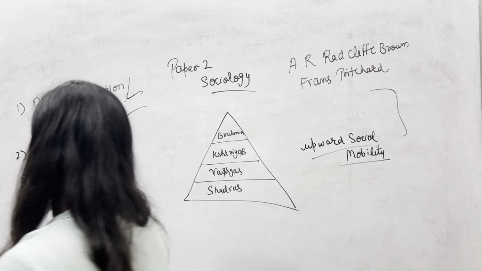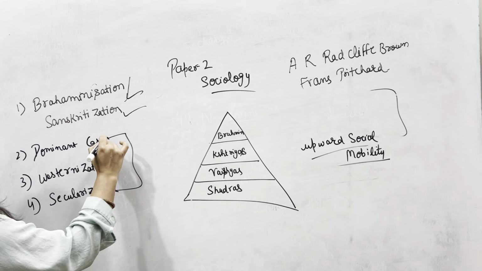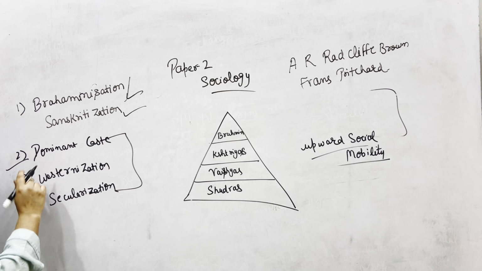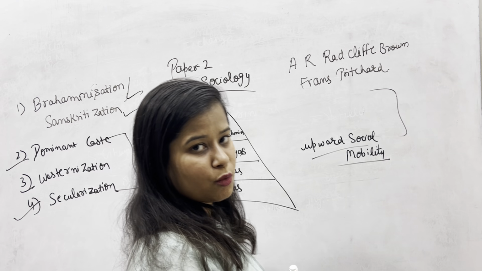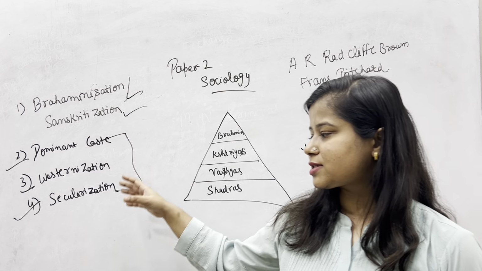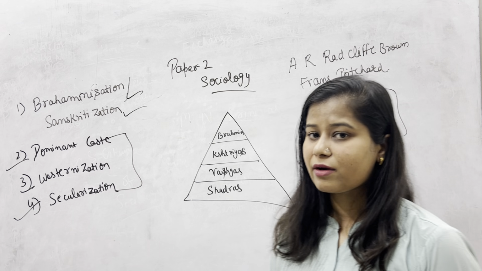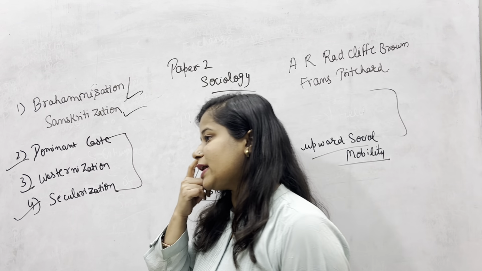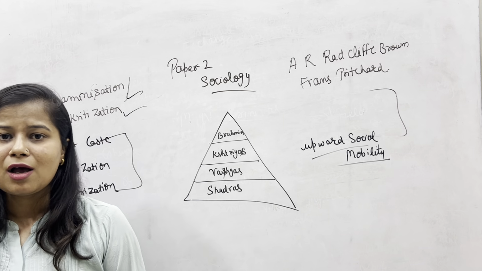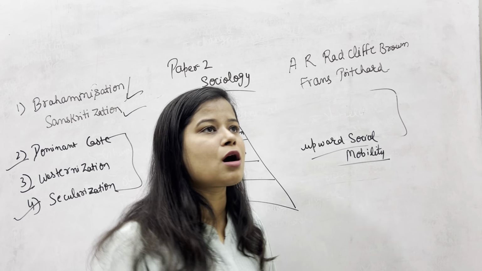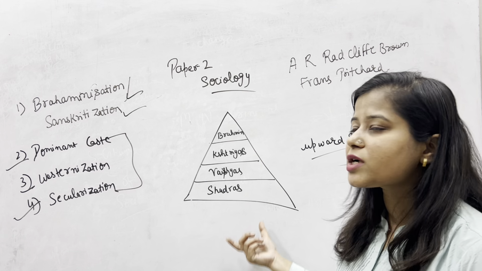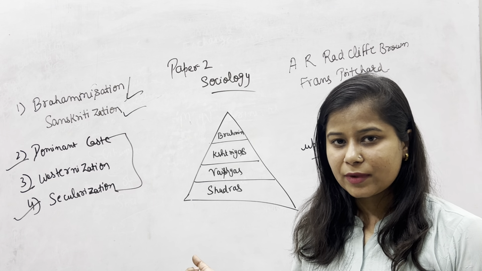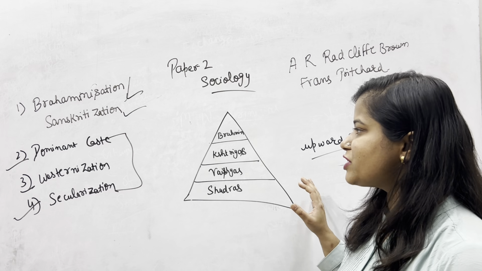And we will discuss these concepts later on in the later class: dominant caste, westernization and secularization. All these concepts were given by Srinivas. We will discuss them one by one in a detailed manner, and we will also discuss the positive and the negative impact of Sanskritization. Sanskritization is positive in that the division of the caste will be eliminated. We'll be able to eliminate the division of the caste.